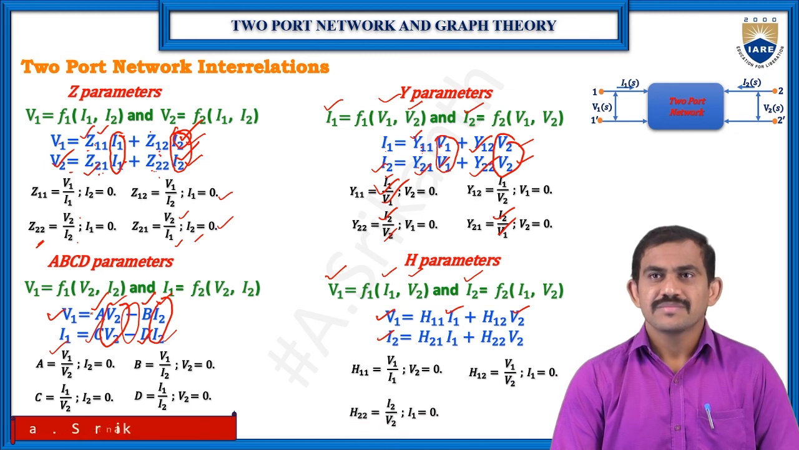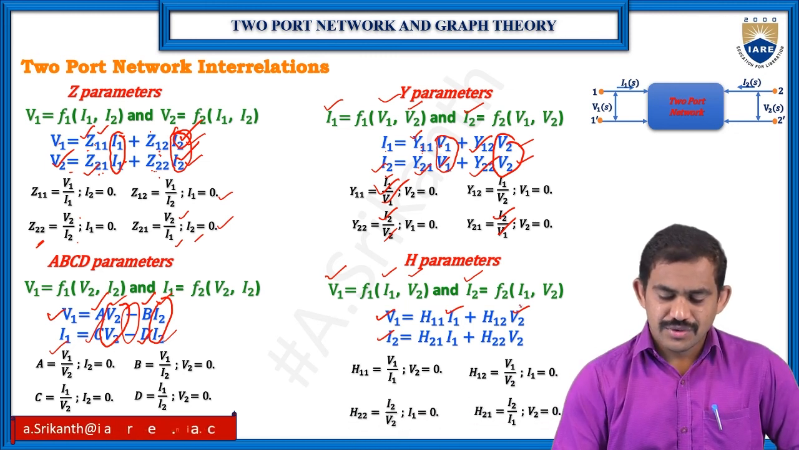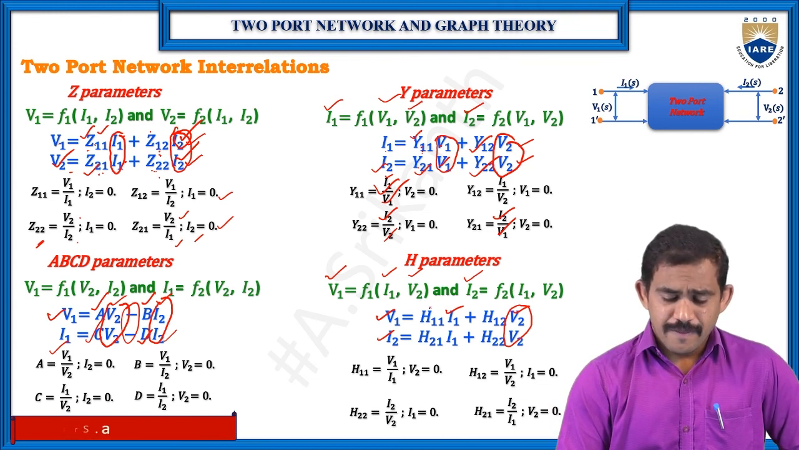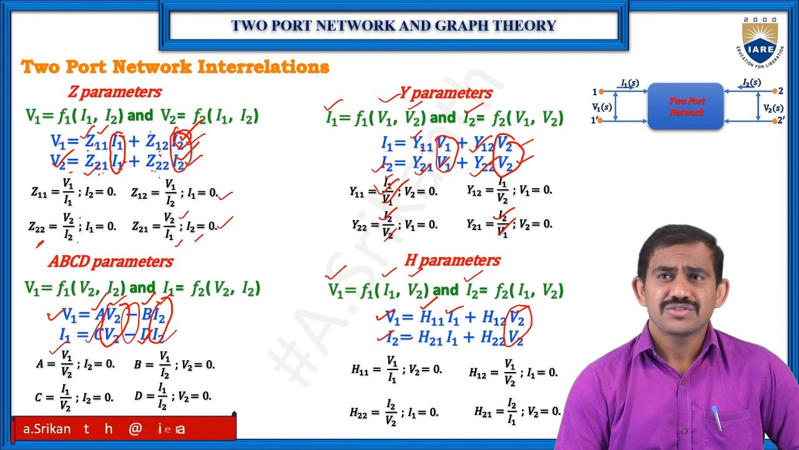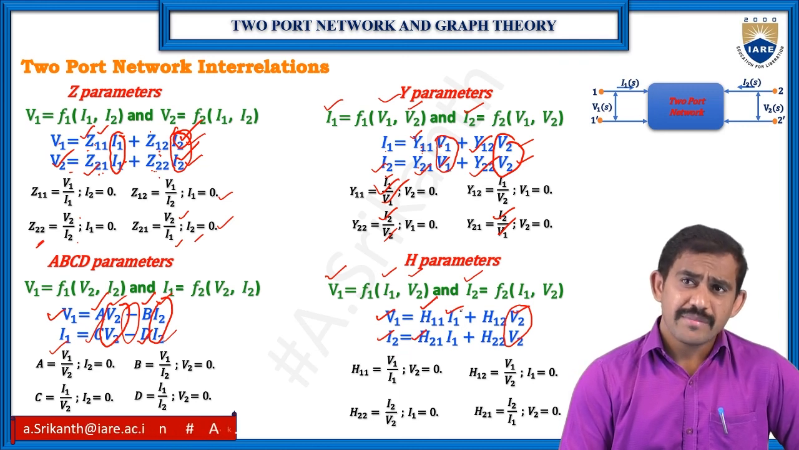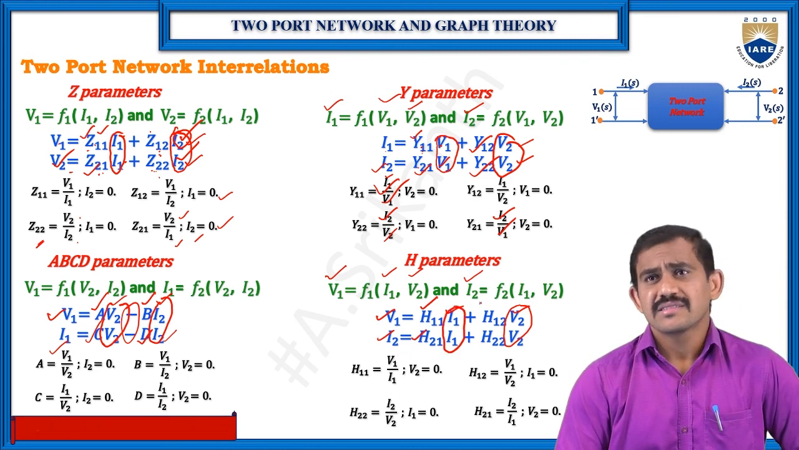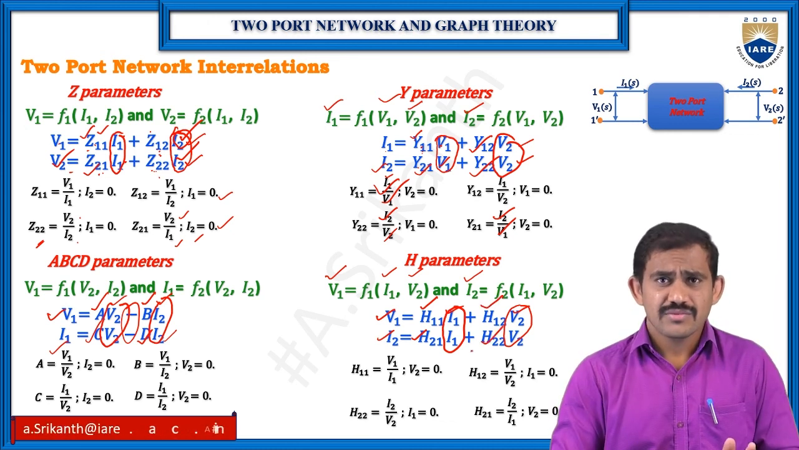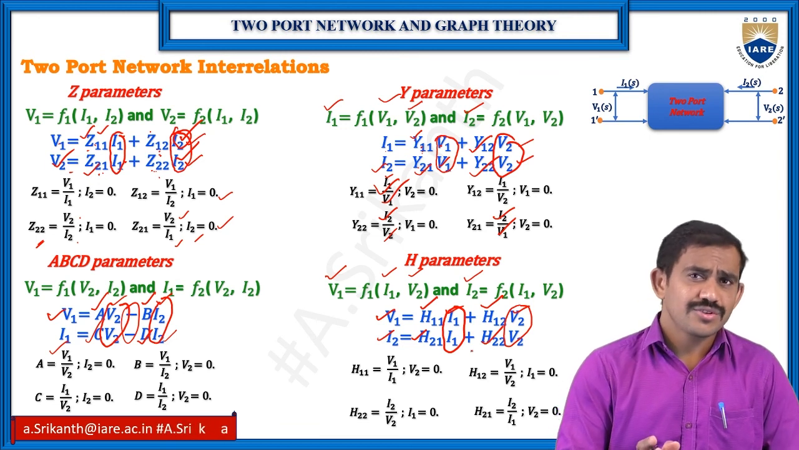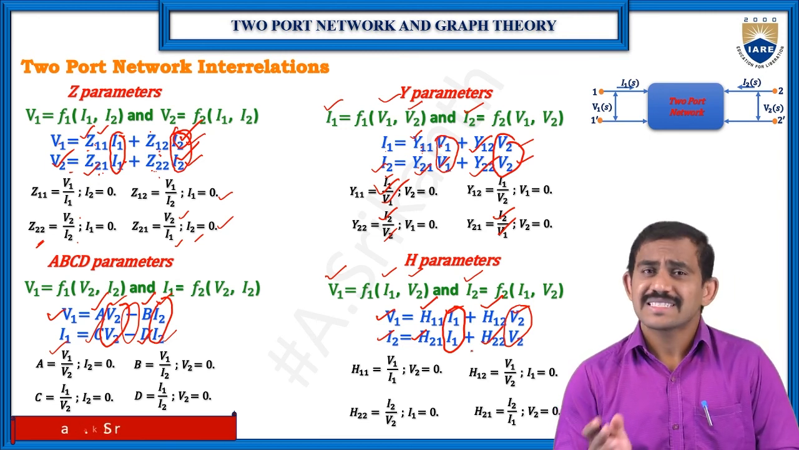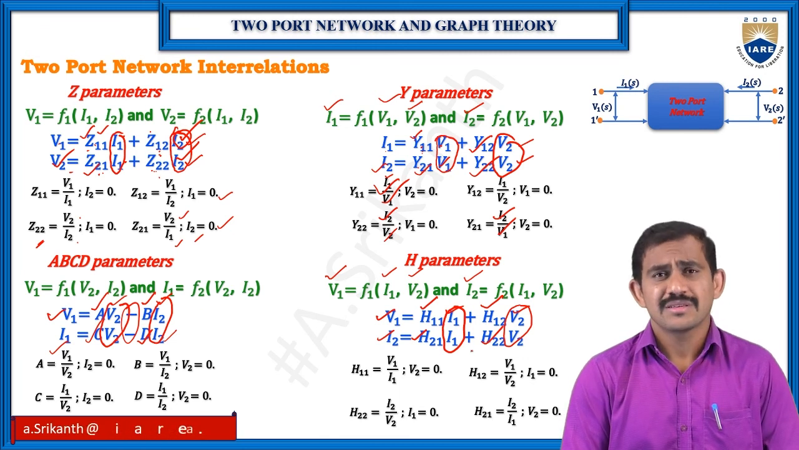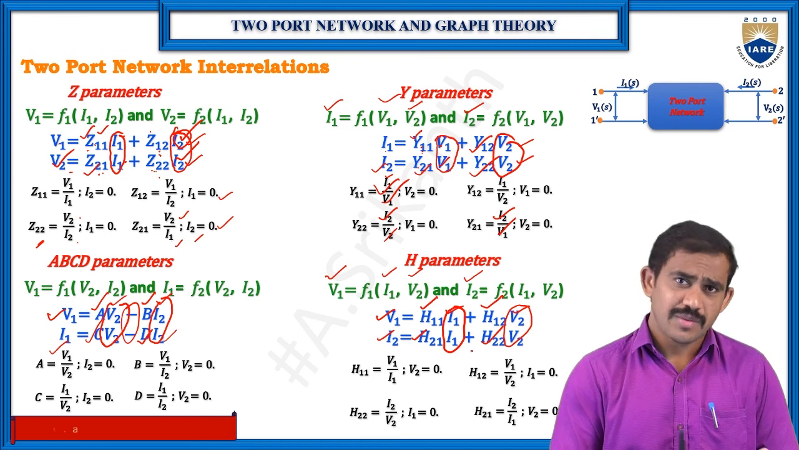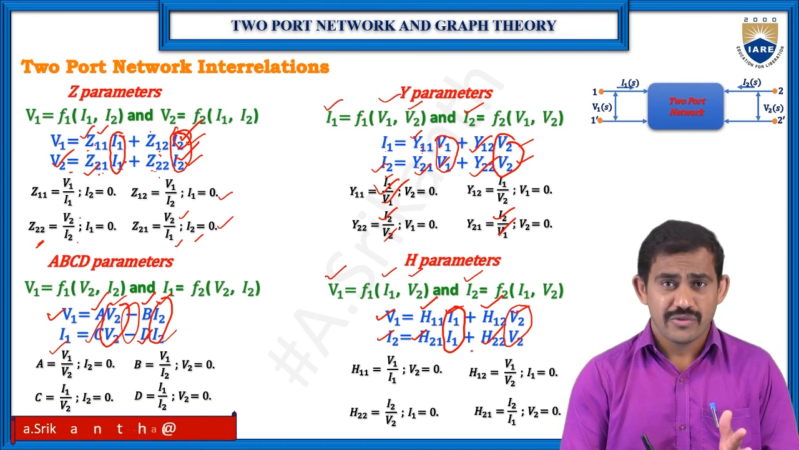Same thing with H parameters. If V2 is 0, that means the secondary side is short circuit, I will get the H11 and H21 values. If the primary side is open, then I will get the H12 and H22 values. So just think which value you need to be 0 and on which side, primary or secondary. Voltage 0 means a short circuit, and current 0 means an open circuit, and which value you require.